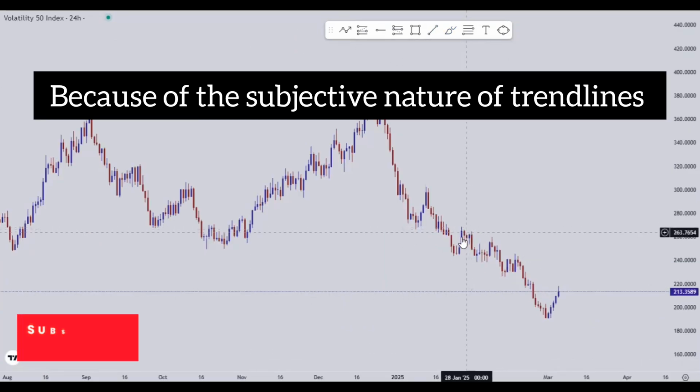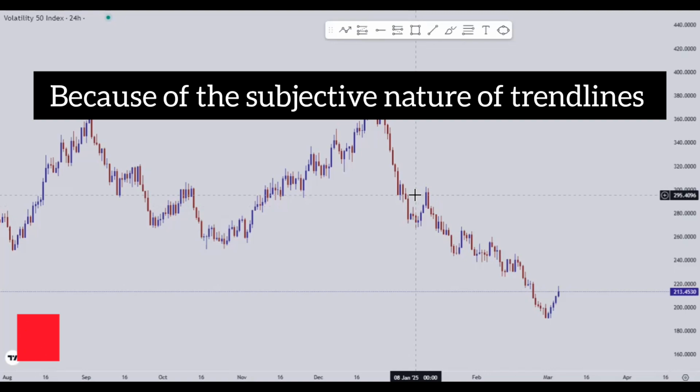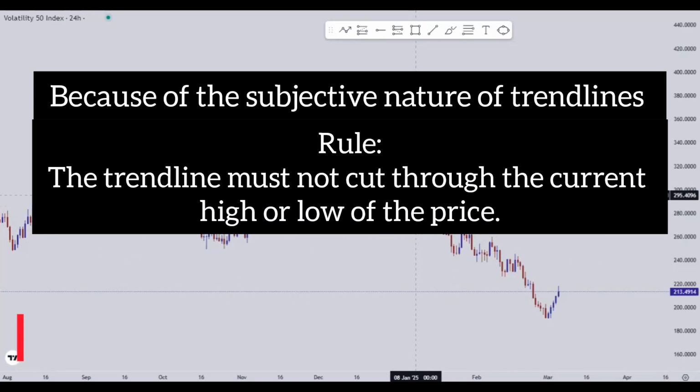Because of the subjective nature of trend lines, we instituted in our own community one of our number one rules that keeps us in check and makes sure that our trend line is perfectly drawn. And the rule is our trend line must not cut through the highs and lows of the current price you're seeing.